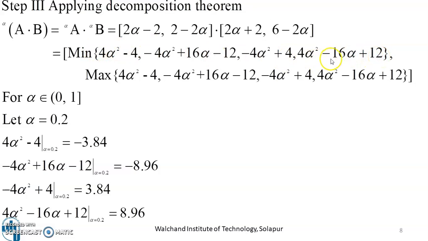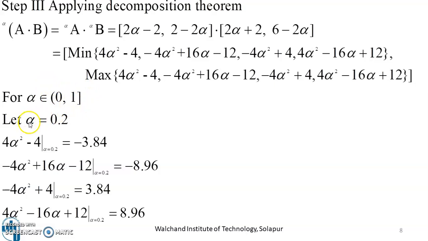The minimum of these four expressions will be the initial point for this alpha cut, and the maximum of the same four expressions will be the end point for this alpha cut. In order to find the minimum and maximum expressions, we have to consider the range of alpha, which is open 0 to closed 1. It is impossible to consider all the quantities, but if we find the minimum and maximum quantity for any arbitrary number belonging to this interval, it will hold for each and every number belonging to this range.